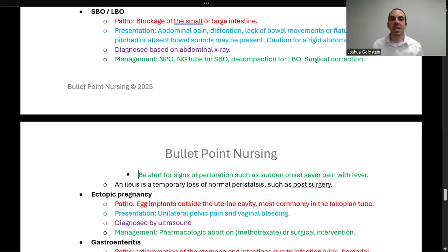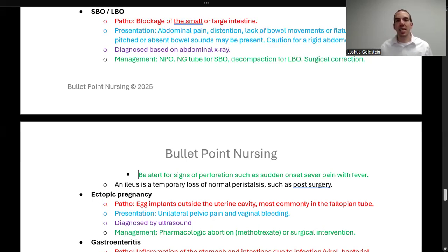You may hear a term, ileus, in either nursing school or a nursing school exam. An ileus is a temporary loss of normal peristalsis. It's basically paralysis of a section of the GI system. That's what an ileus is. It's where a portion of the GI system becomes paralyzed. Not very common, but it's something that we look out for post-surgery.